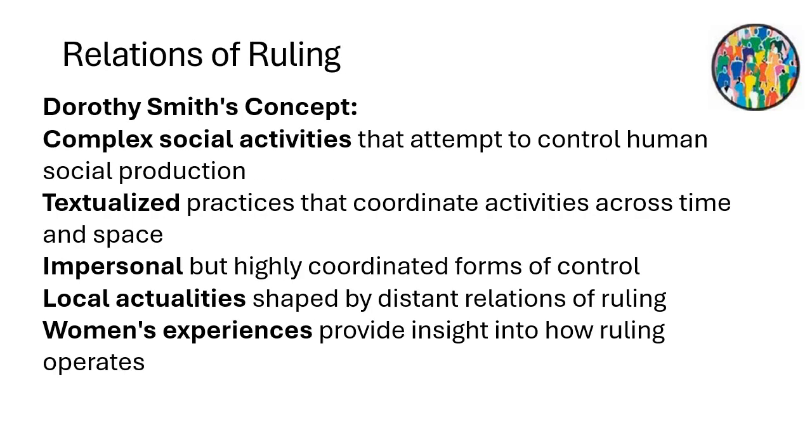Smith developed the concept of relations of ruling to describe complex, non-monolithic, but intricately connected social activities that attempt to control human social production. These relations operate through textualized practices, documents, forms, procedures, reports that coordinate activities across time and space. Unlike traditional forms of personal domination, relations of ruling are impersonal but highly coordinated. People's local actualities, their everyday lived experiences, are increasingly shaped by these distant relations of ruling.